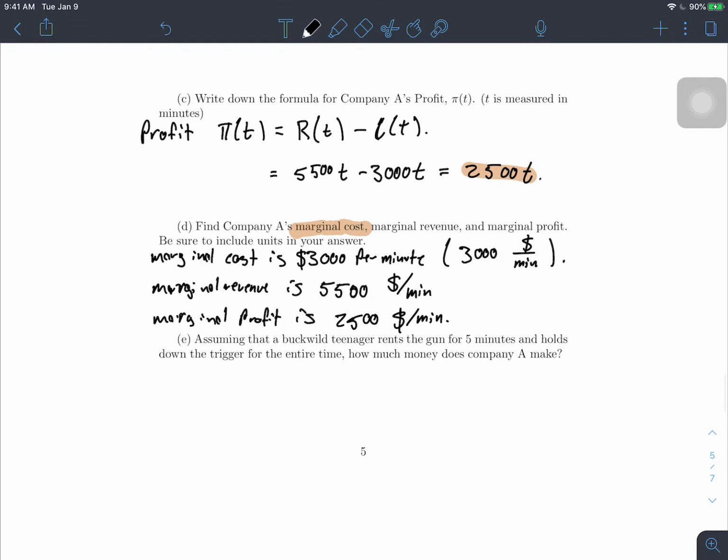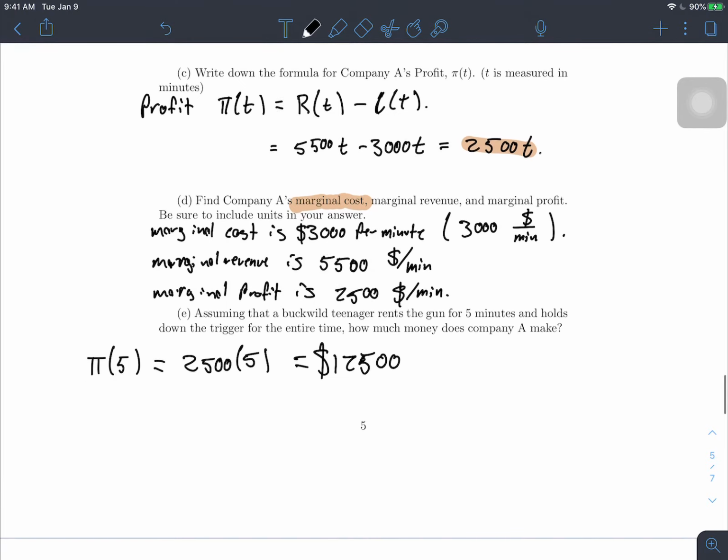So we can just go ahead and plug into our profit function, really. We can just write pi of 5 is going to be equal to 2,500 times 5, which gets you $12,500. So that is how much money Company A makes.